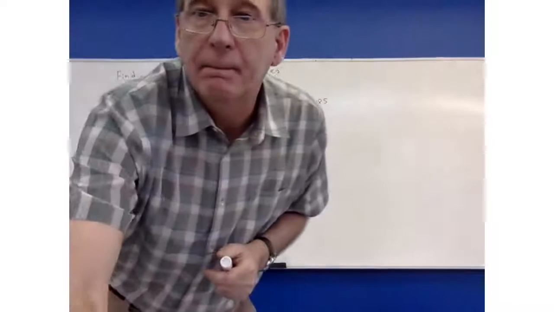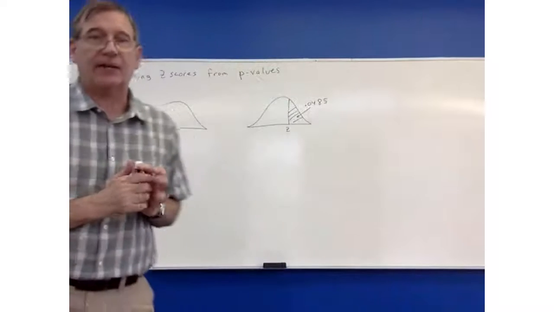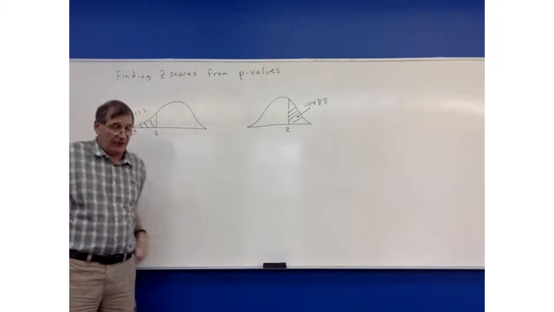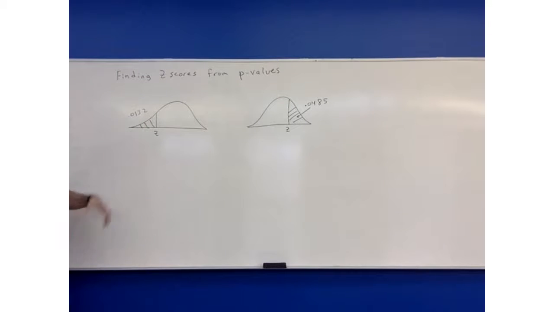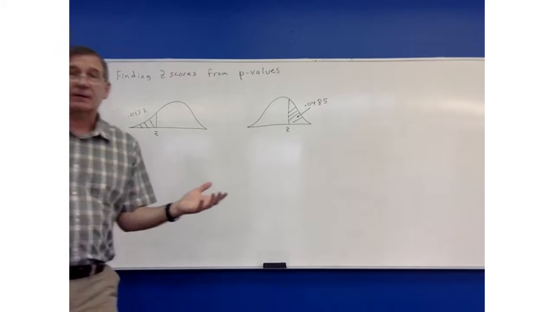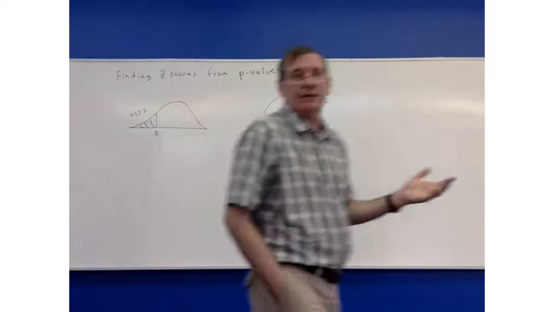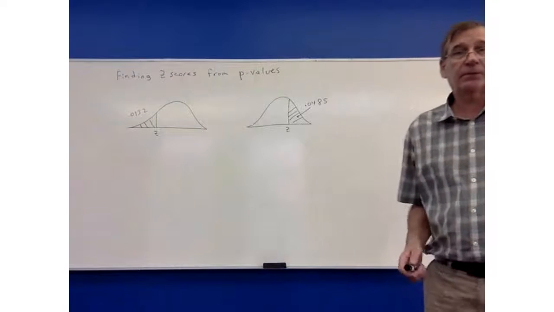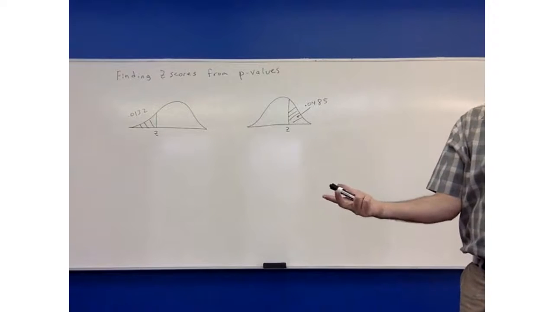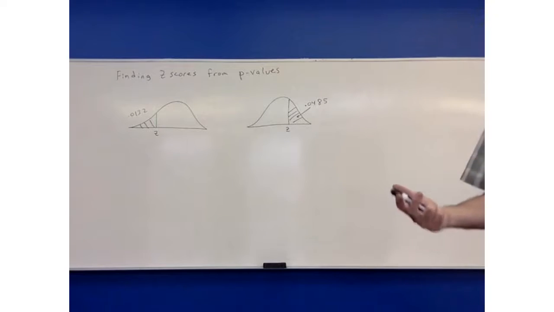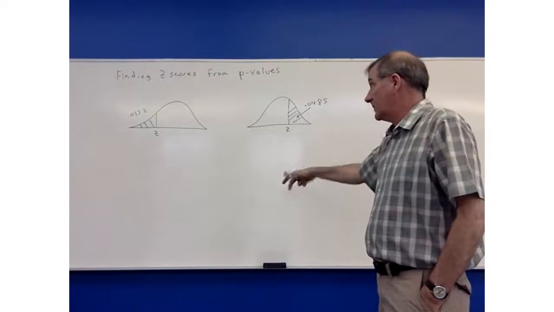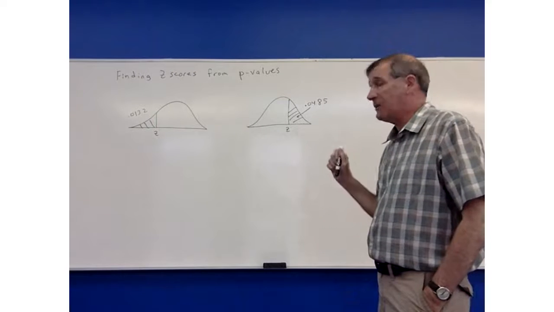Welcome back. What we're going to do now is kind of the reverse of what we've been doing: finding z-scores from p-values. In the previous two lessons on the standard normal distribution, we were given z and had to find areas, find the area under the curve, find the p. Now we are given areas and we have to find z. So we're reversing things.